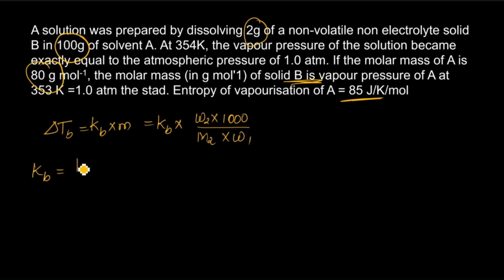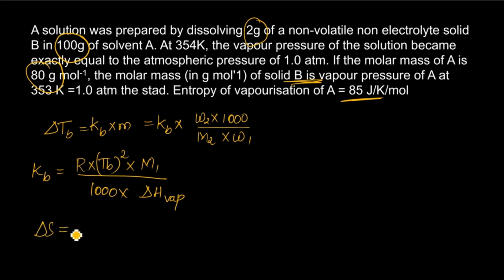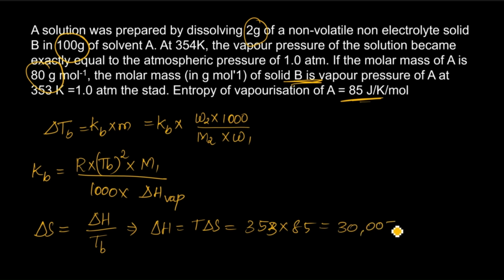So KB is equal to R into TB square into M1 by 1000 into delta H of vaporization. How will we know delta H of vaporization? We have a simple formula, delta S is equal to delta H by T. So instead of T, we are using TB. So delta H equals T delta S. The T value is 353, and the S value is given as 85. So 353 into 85, which is around 30,000. So I got delta H of vaporization.